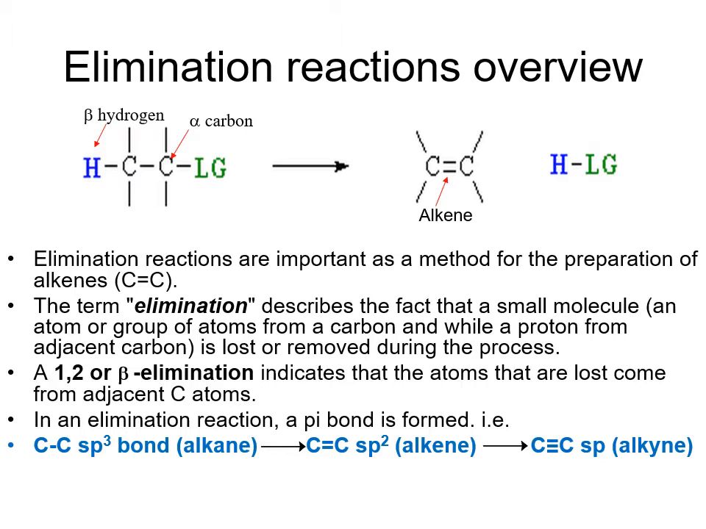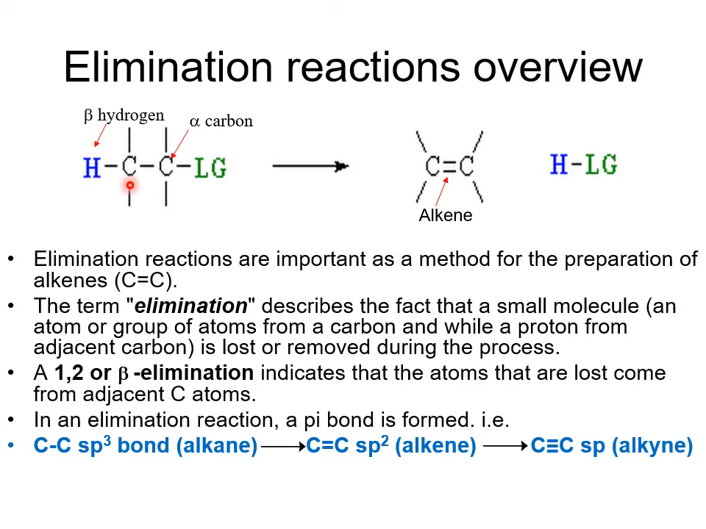Here's a little review on elimination reactions. You have elimination reactions to make alkenes, which have a carbon-carbon double bond. The term elimination describes the fact that a small molecule is being removed from the reactant. In this reaction, it's going to be water. That's your eliminated product. The 1,2 or beta elimination indicates that the atoms lost come from adjacent atoms. You can see here your alpha carbon, and your beta hydrogen is the one next to it. That's what makes it the beta hydrogen. This is the beta carbon.